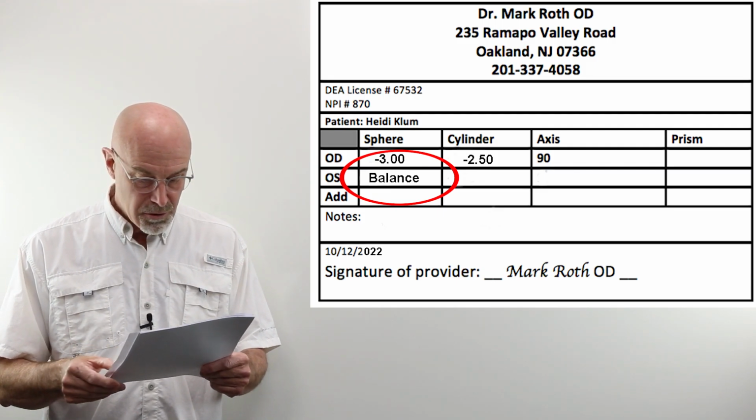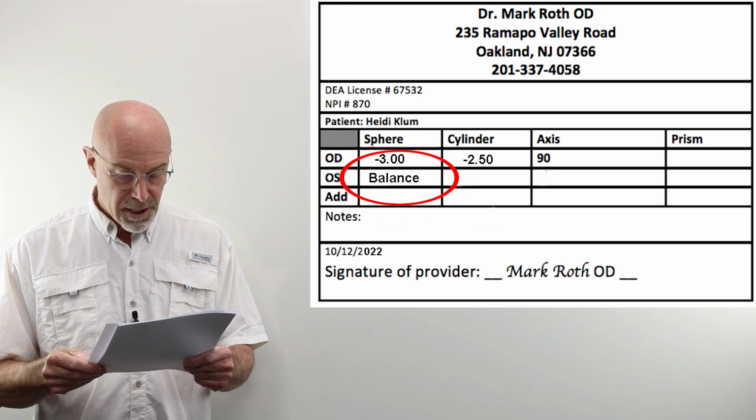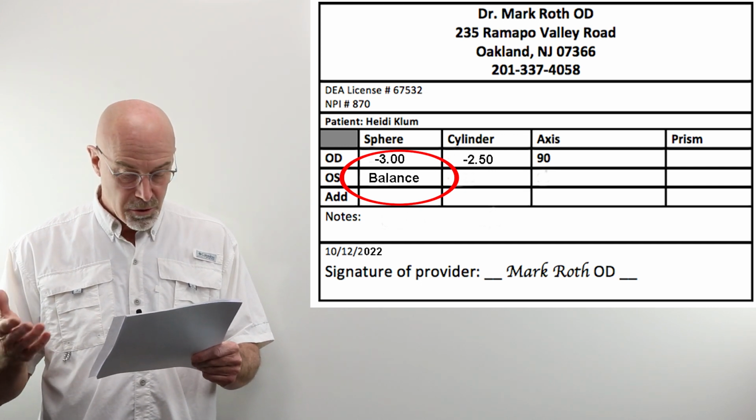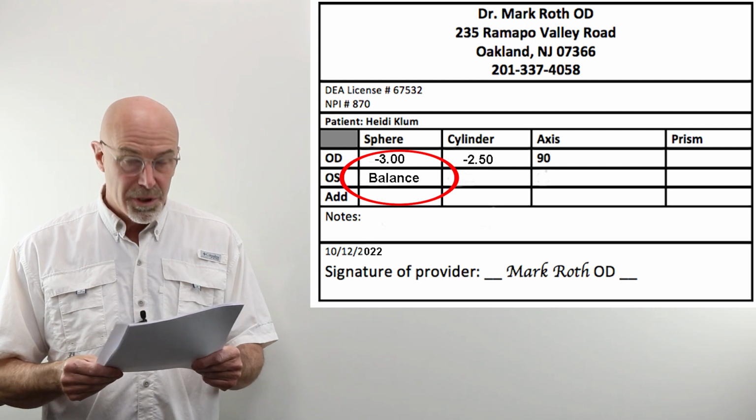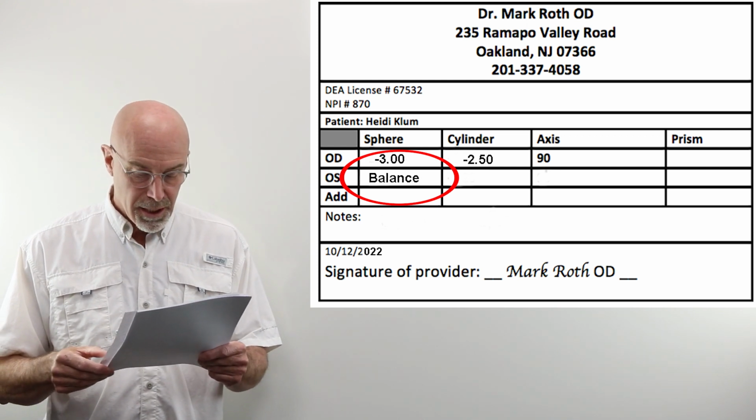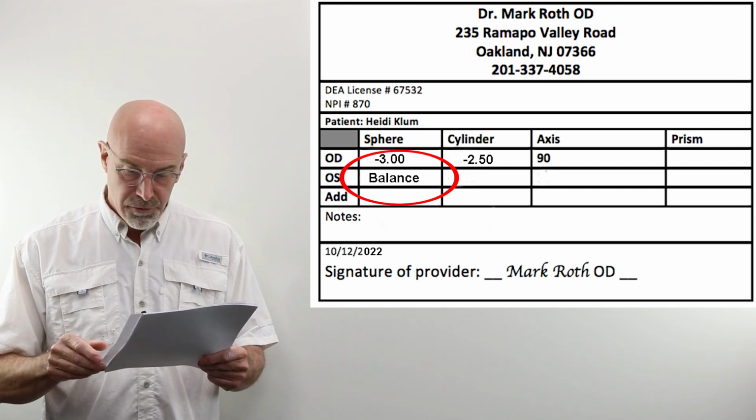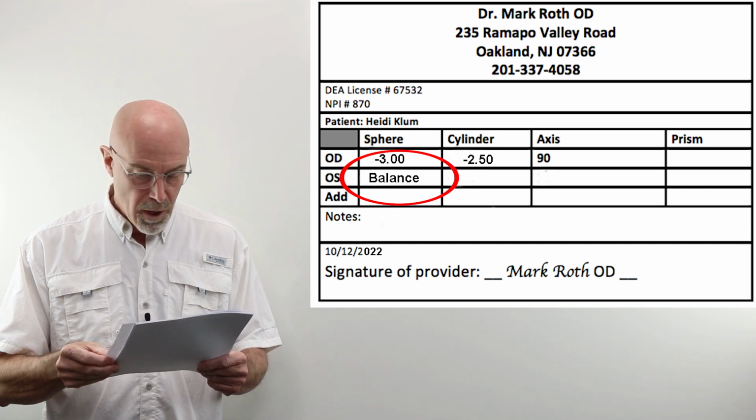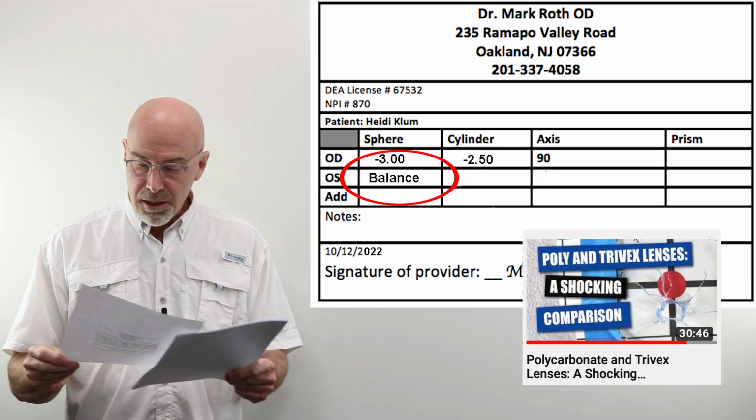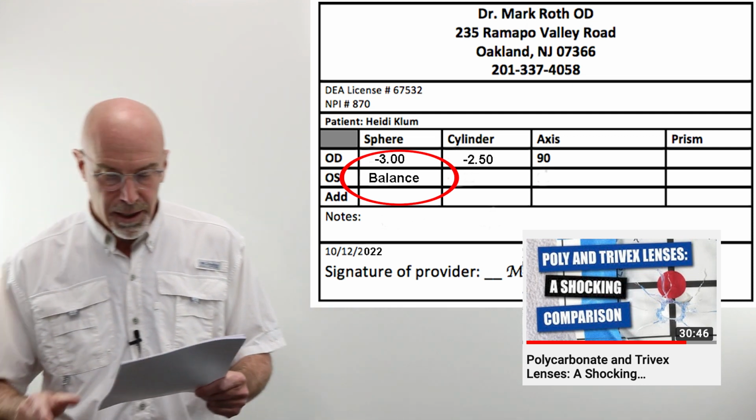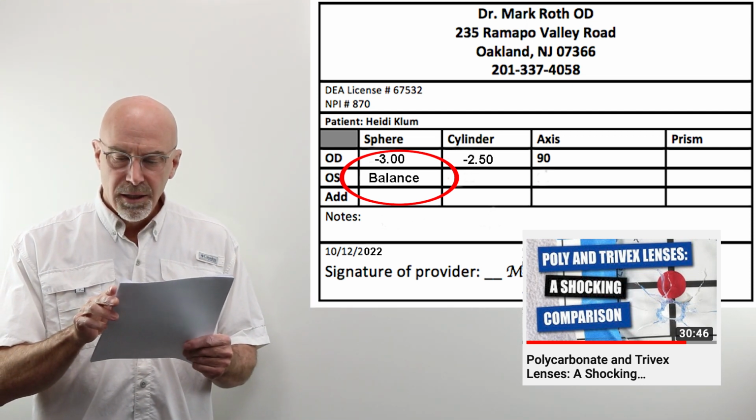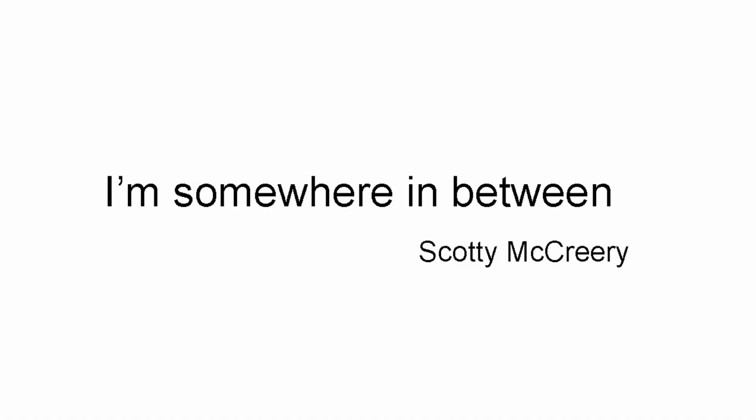Balance. This tells you that this person in their left eye is either severely compromised or blind. It means that in the left eye, you will use a spherical equivalent, and how you get that is covered on the Optician Works website. And I am not going to tell you that you need to use poly or Trivex. And the answer to why is in another video.